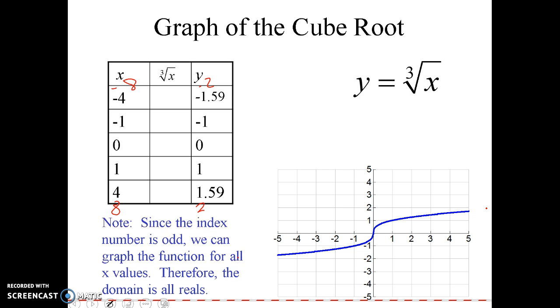And so notice that we can take the cube root of negative numbers. We can't take the square root of them, but we can take the cube root of them. And so those are just going to be negative numbers. The cube root of positive numbers are going to be positive numbers. So we get a parent function that looks like this.